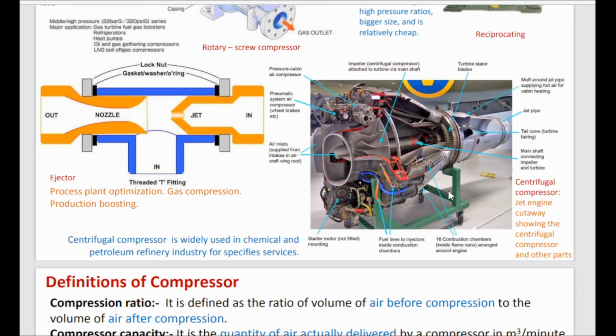Now here it is a centrifugal type of compressor which is used in a jet engine, and a cutaway portion is given here to compress the air that is coming into the combustion chamber.